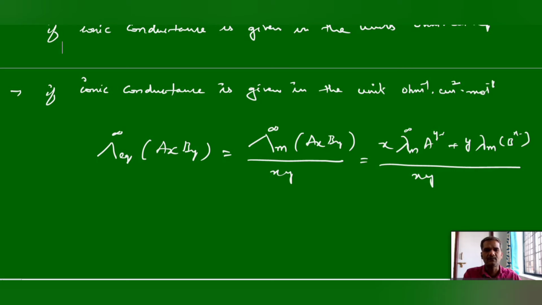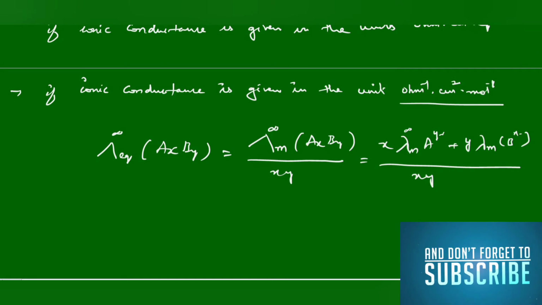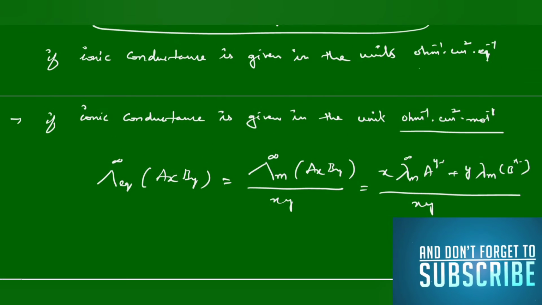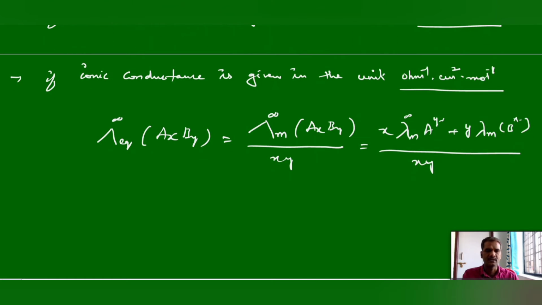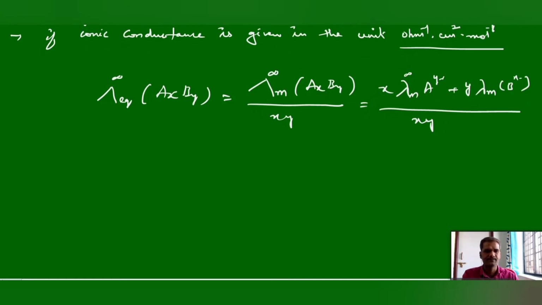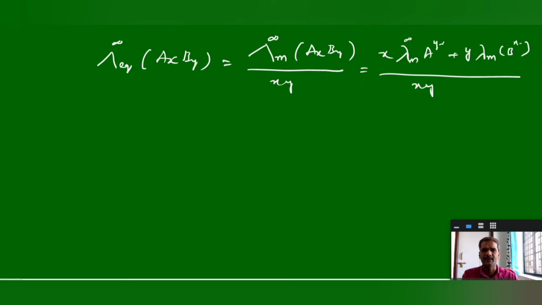And this is the formula if you use the ionic conductance in this unit. And if you use ionic conductance in this unit, we can take directly equivalence. But if it is in terms of moles, you have to use this formula and the value will be different. So here we have two cases. Let us take the two cases. This is a very important and sometimes confusing part also.